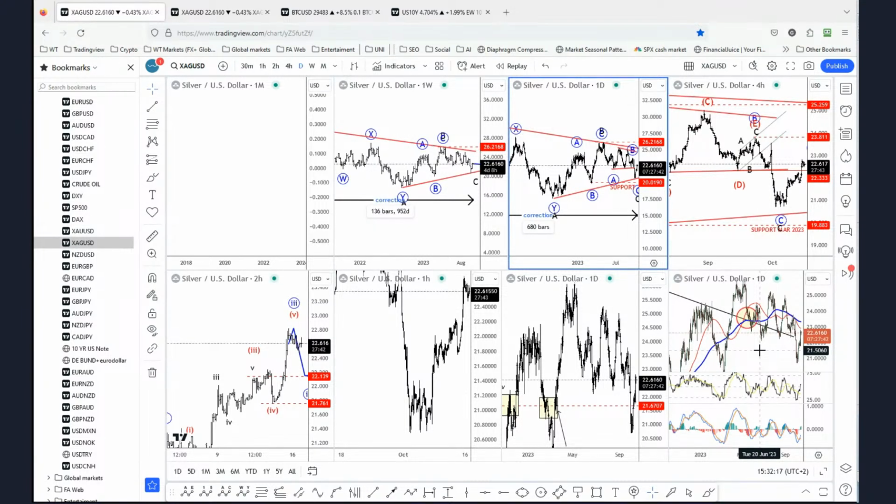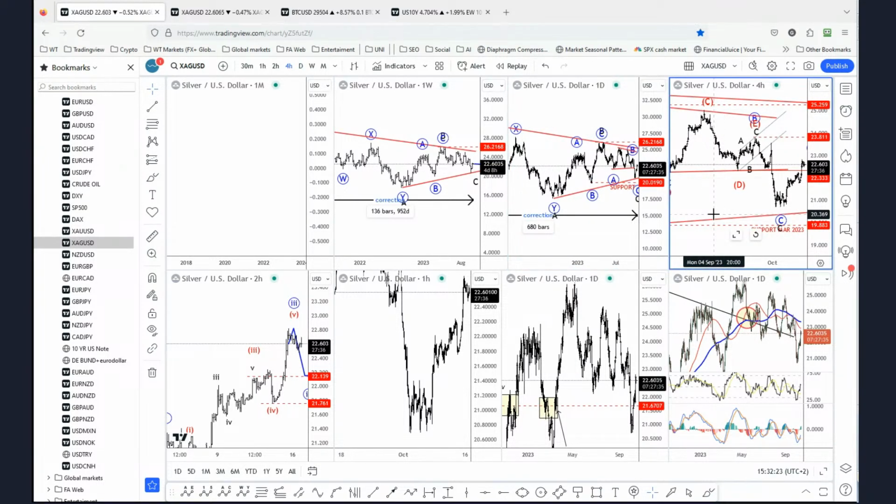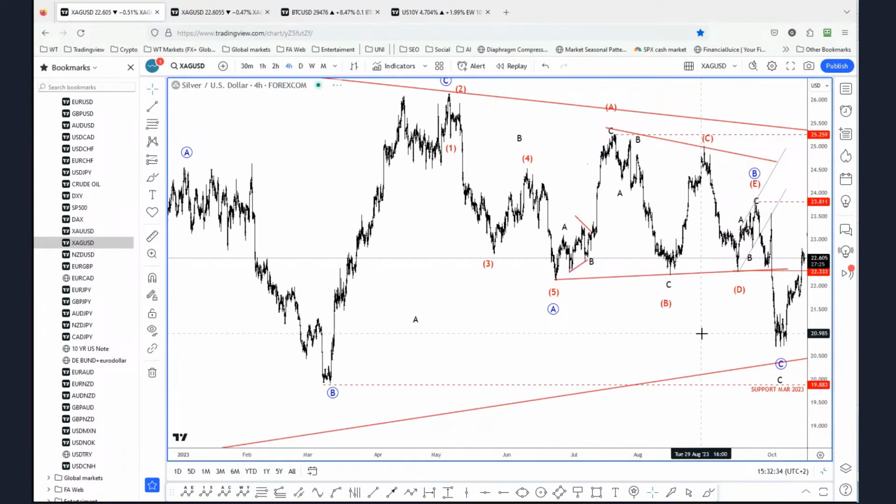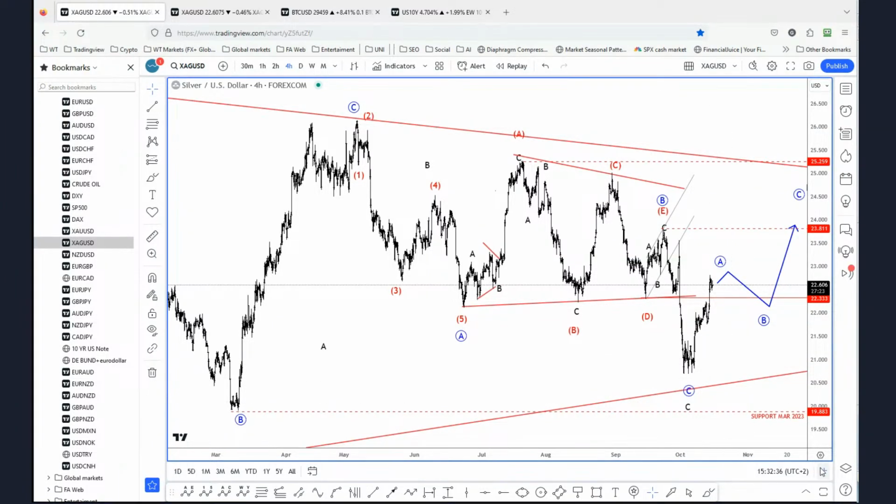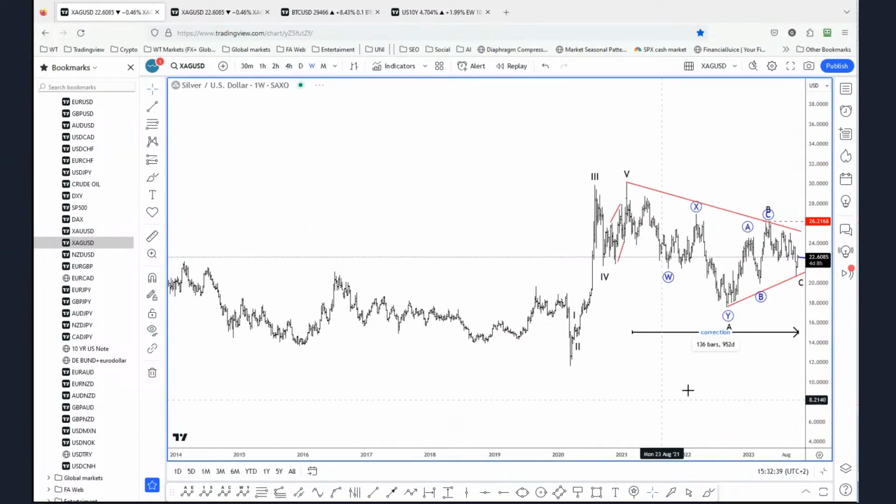So watch out for the gold silver ratio. It could really help you to identify which is the better choice. Is this gold or maybe silver? But obviously, if metals are in an uptrend, both should move to the upside. But looking here at silver, let's take a look at a weekly chart.